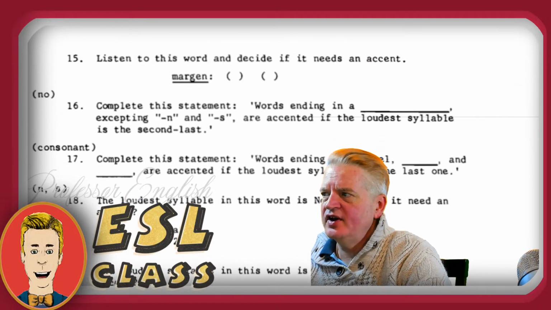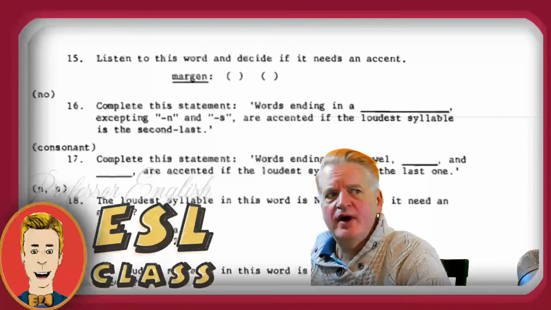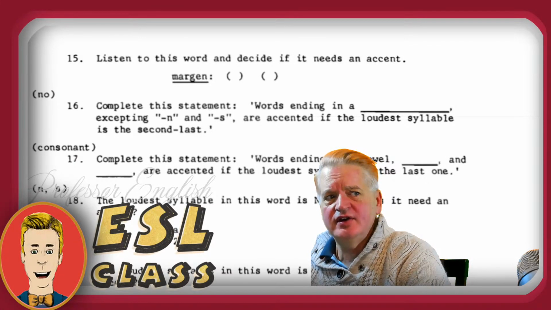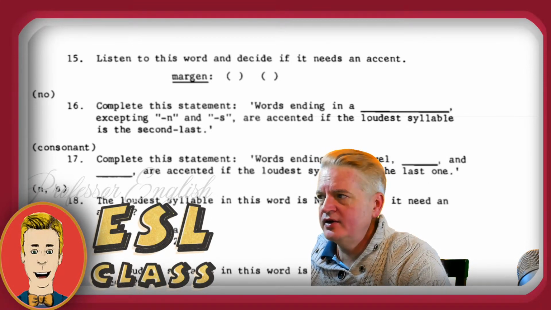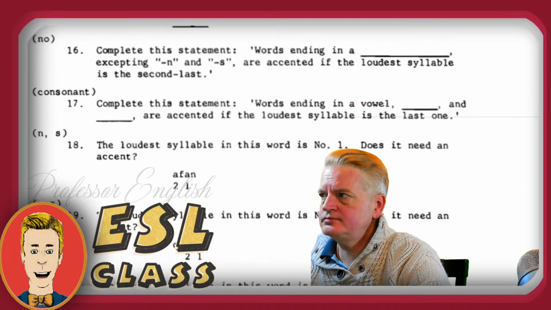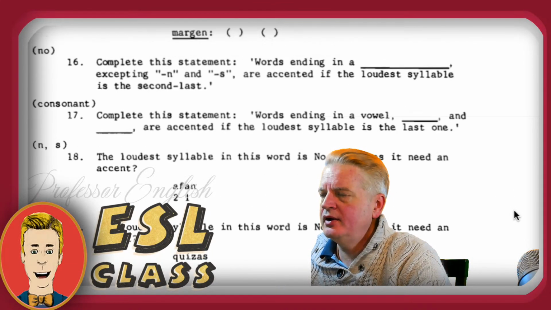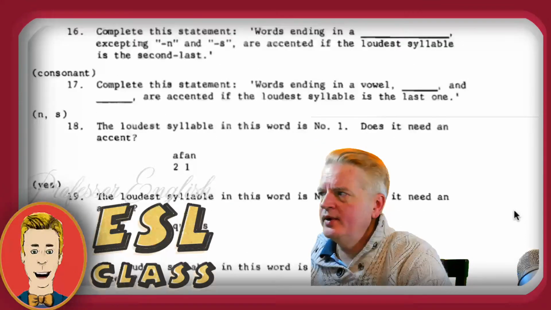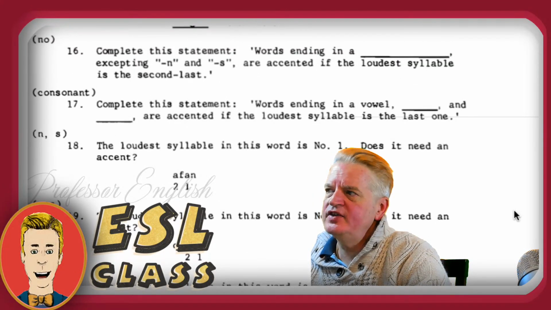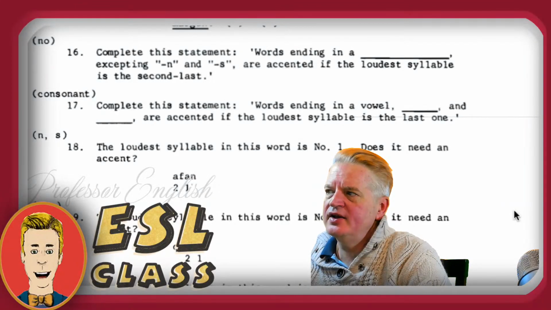Listen to this word and decide if it needs an accent mark. Margen. Accent is on the second to last syllable, which is also the first syllable. No, it doesn't need an accent. Margen. Number 21. Oh, we're skipping all the way to 21. Well, let's see. 16. Complete this statement. Words ending in a blank, excepting N and S, are accented if the loudest syllable is the second to last.